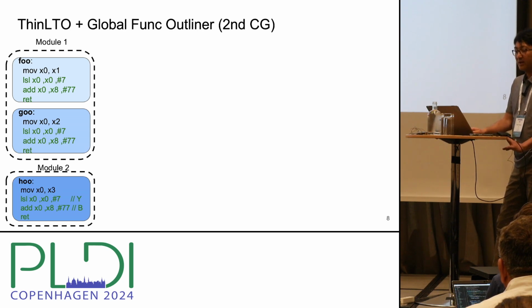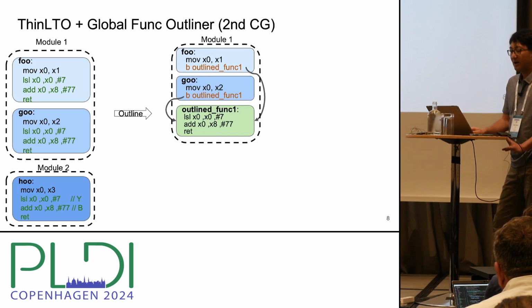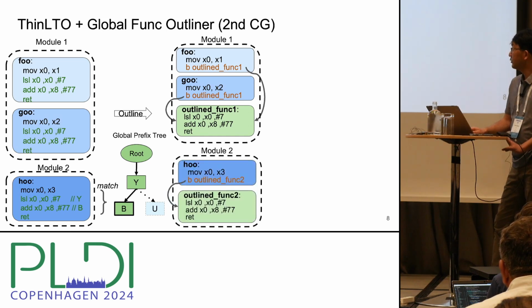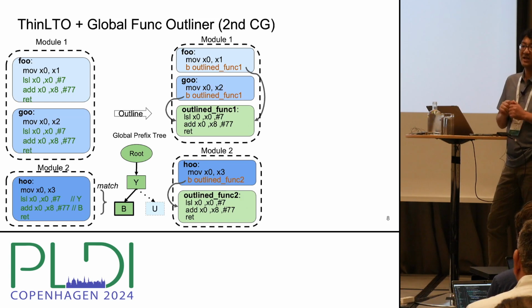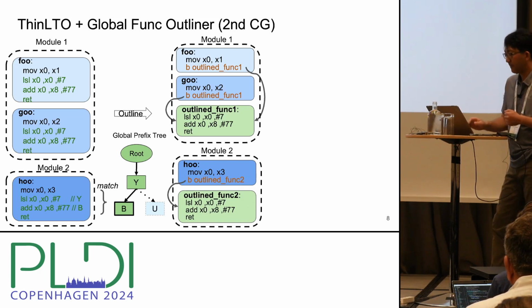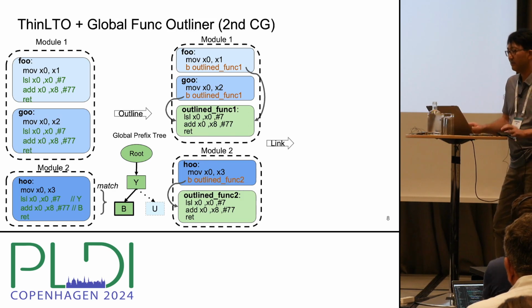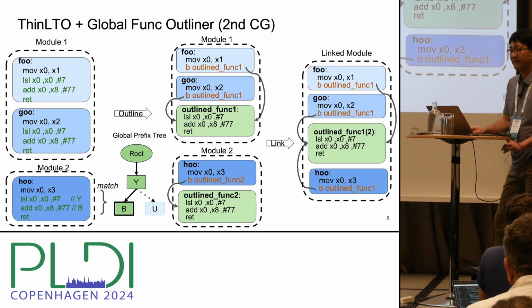During the second codegen, with the same input, we can apply local outlining the same as in the first step. But now, because we have a global prefix tree, we are able to outline another instance in module 2. Please note that the outline function has a unique name for safety because there may be a chance of hash collisions. At the end, during link time, if these two outline functions turn out to be identical, we are able to fold them safely.